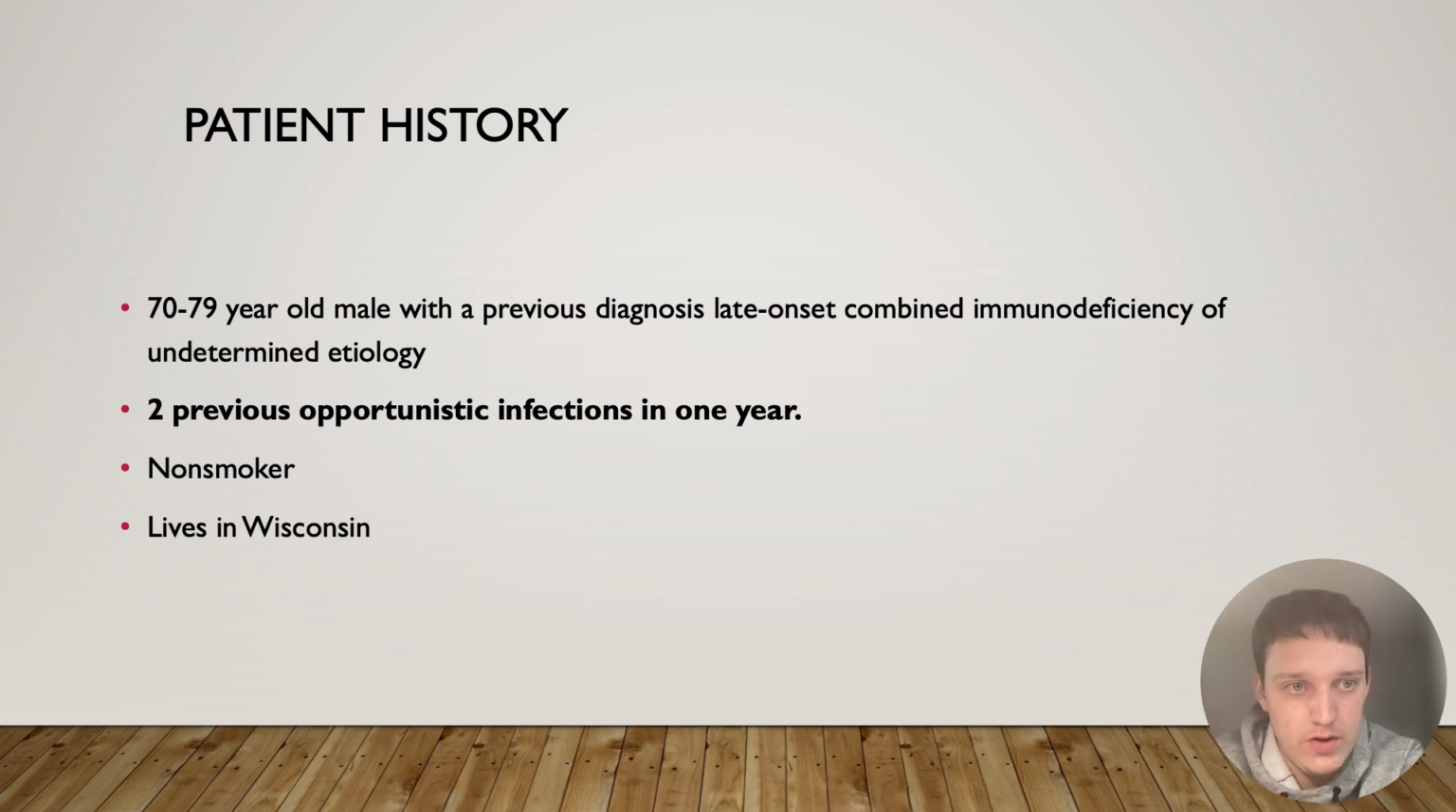So just some initial patient history. Got a 79-year-old male with a previous diagnosis of late onset combined immunodeficiency of undetermined etiology. He's a non-smoker and he lives in Wisconsin. And an important thing to note is he had 2 previous opportunistic infections in 1 year. So already not off to a good start for this guy. He's immunocompromised. He's going to be prone to a lot of different organisms, and we'll see here in the next few slides.